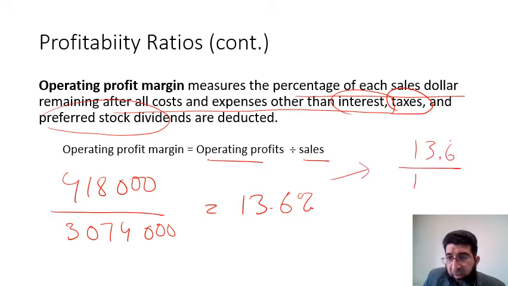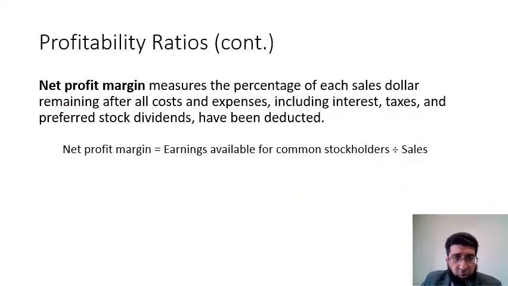For every $100 of sales, we have been left with 13.6% of operating profits. So this 13.6% will be further reduced as we move on, but right now we have subtracted almost all the operating expenses. We are left with only interest, taxes, and some dividends. Let's look at the ratios for those.